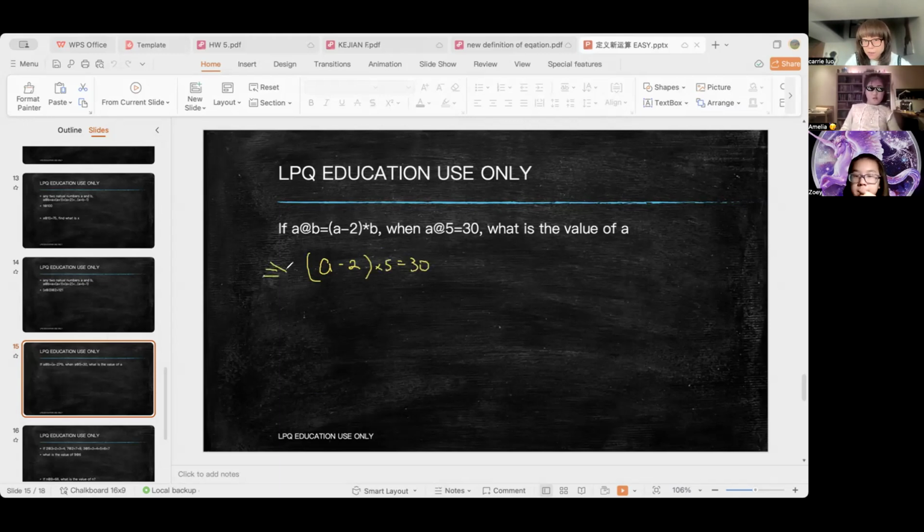Okay, it's very important to consider the unknown as known. Consider unknown as known is going to help you to create an equation. So we have what? A minus 2 times 5 equals 30. So A minus 2 equals 6. A equals 8.